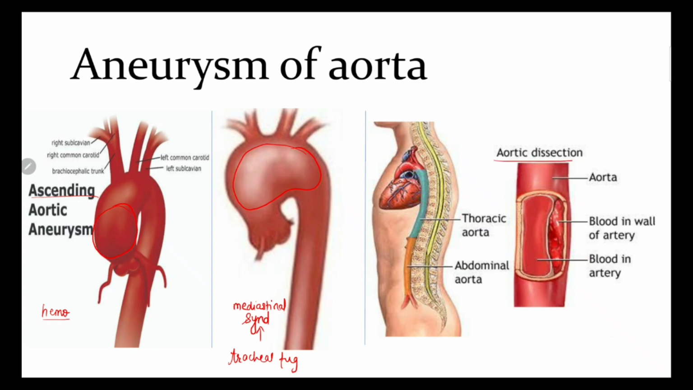Then there is dissecting aneurysm. Under this condition, the blood from the aortic lumen enters into its wall through a tear in the tunica intima, creating a channel of blood in the tunica media that leads to dilatation of the aorta. Here you can see the blood in the wall of artery. Clinically, it presents as pain in the back due to the compression of intercostal nerves. Occasionally, the aorta may rupture into the left pleural cavity.